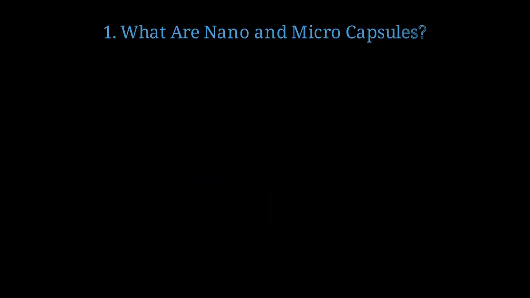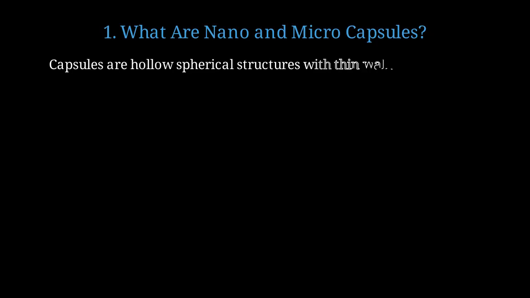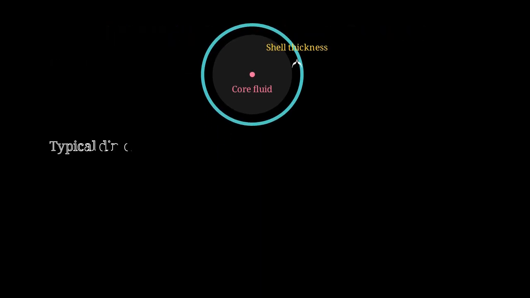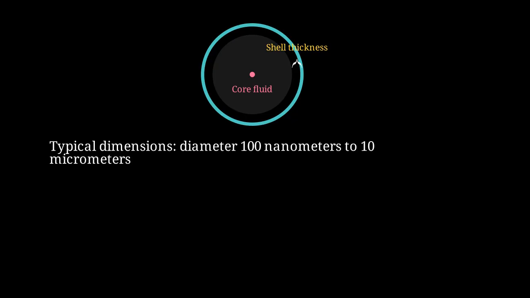Let's start by understanding what these tiny structures actually are and why they matter. Nano and microcapsules are essentially hollow spheres with very thin walls, used extensively in drug delivery, cosmetics, and material science. A typical capsule has a thin shell surrounding a liquid or gas core. The shell thickness might be only nanometers, while the diameter could be micrometers. These structures range from 100 nanometers to 10 micrometers in diameter, with shell thicknesses often just a few nanometers.